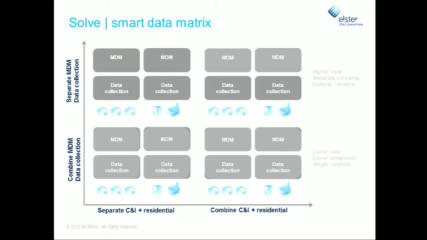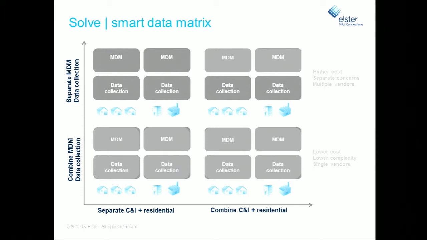So looking a little bit into the different high-level architectures of how an MDM system can be built. This is what we call the smart data matrix. On the horizontal axis are different use cases for C&I and residential. Some utilities might opt to split this up into separate residential rollout and C&I rollout from an MDM perspective. Some others might want to combine this in one system, so that's the horizontal axis. Whereas the vertical axis is about whether you're going to separate the MDM system and the metadata collection. So this gives four principal architecture ways that can be rolled out.